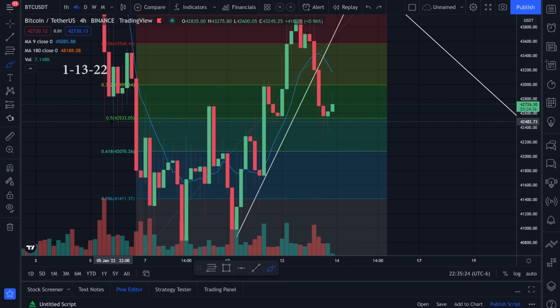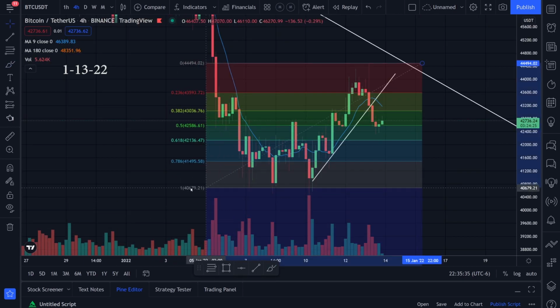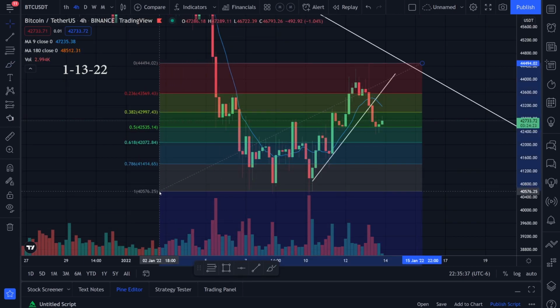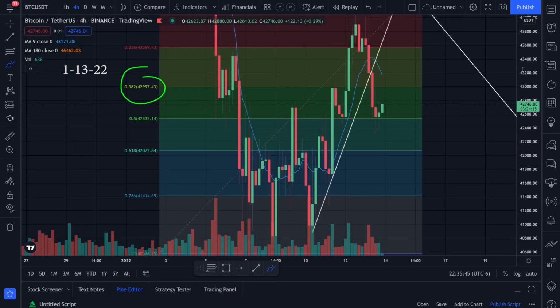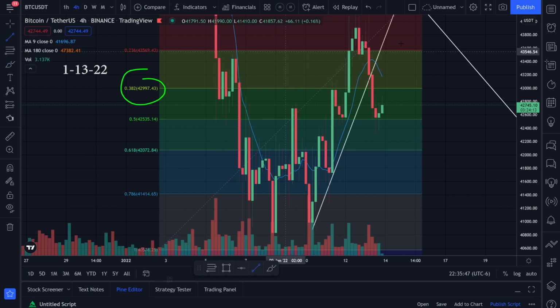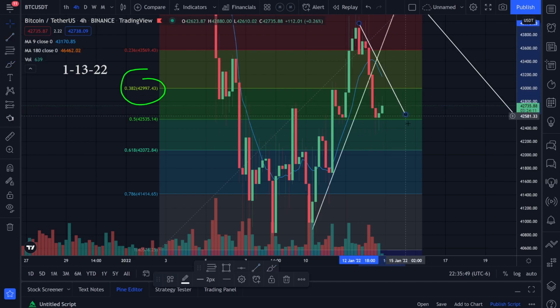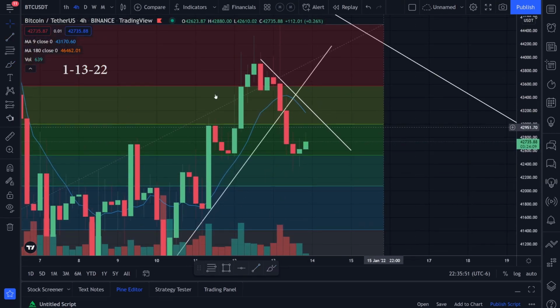This one is sitting at 42,533, and then the 38% level, the next one that I like to watch, let's move this out a little bit so we can see this better. So the 38% level right here is sitting at 42,997. It's possible that we get some volatility right here as well. We have this resistance right here like I've been talking about. We have this trend line pushing us down.